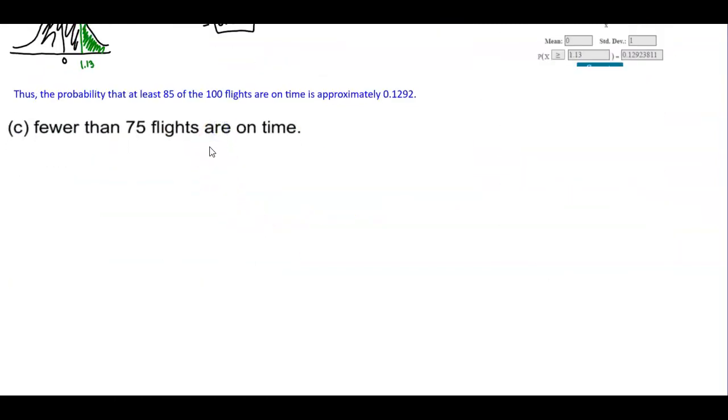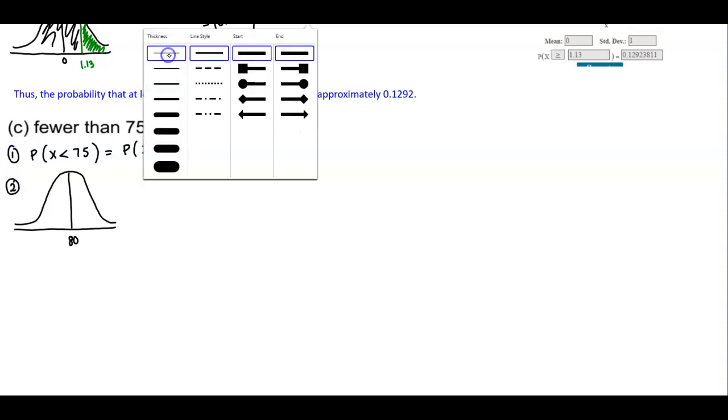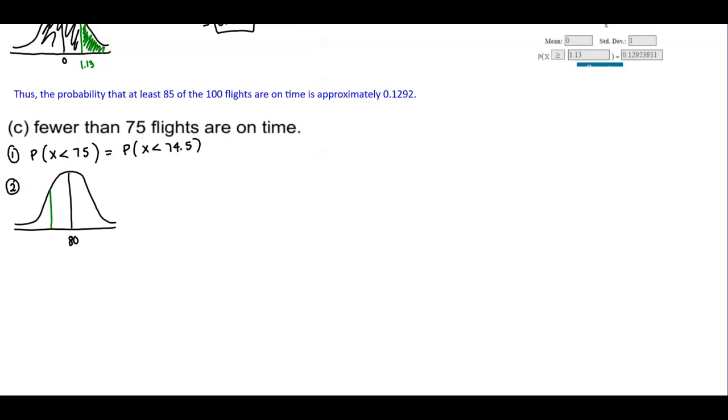Okay, now what we want to find is the probability that fewer than 75 flights are on time. So fewer, what does fewer mean? Well, that means we want to find the probability that x is less than 75. So what we're looking for is the probability that x is less than 74.5. Again, we have our bell curve, and we know that our mean is 80. We're looking for 74.5, and we're looking for the area to the left of that.